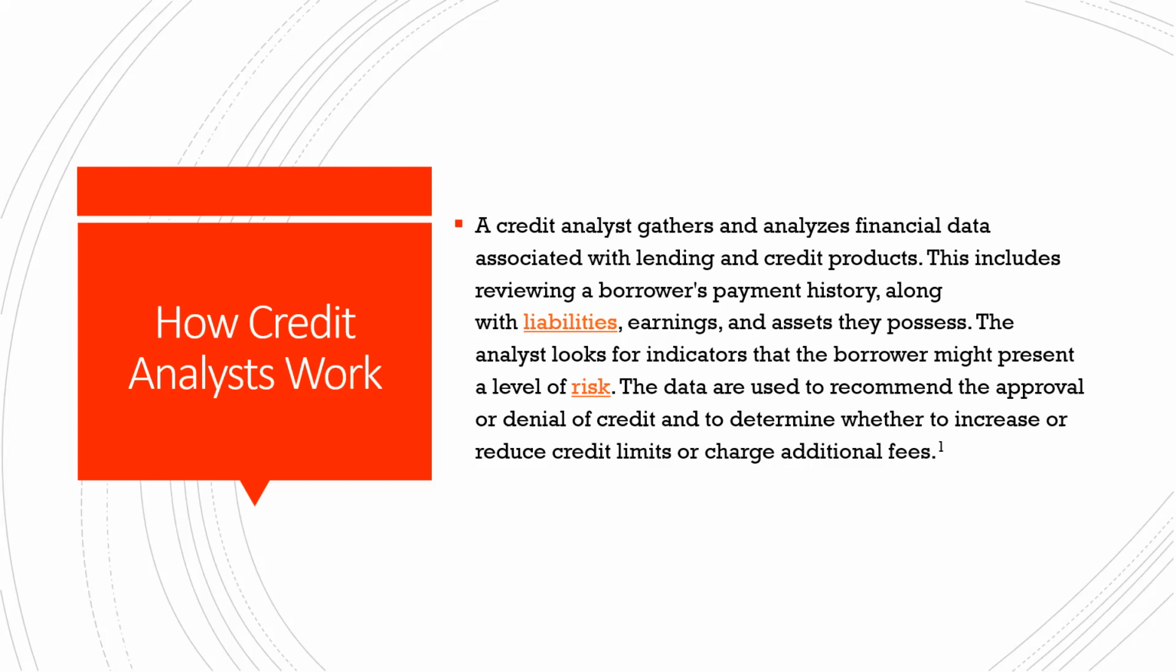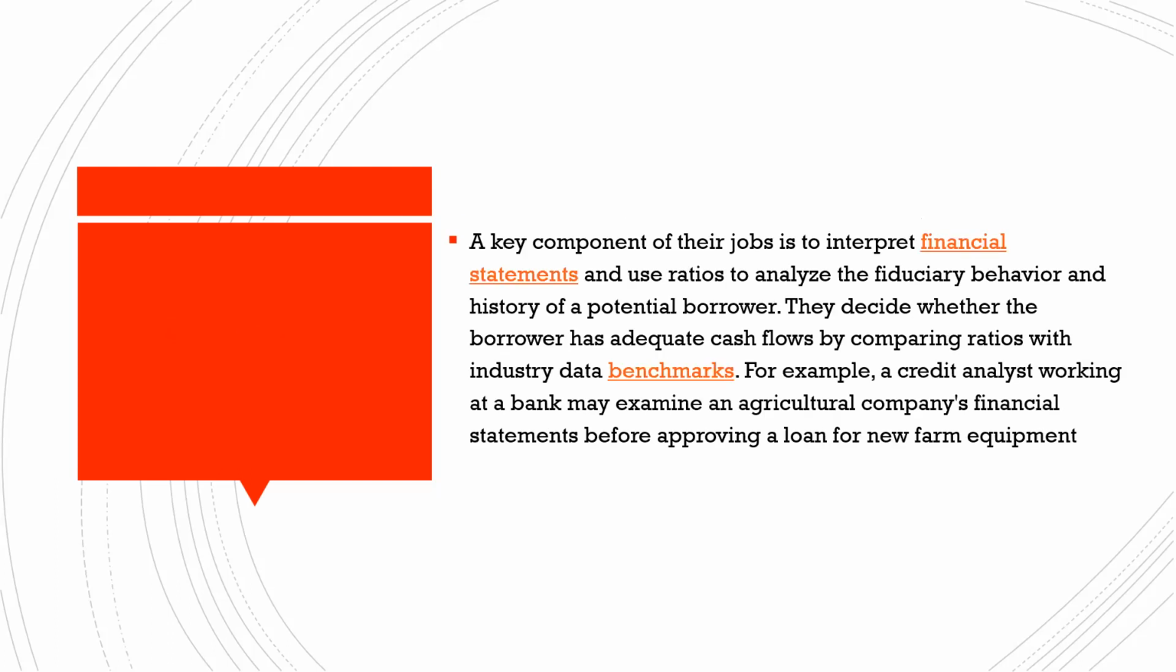So here is how credit analysts work: they give scores, they check the liabilities, earnings, and assets which the borrower has, and they check the kind of risk associated with that. A key component of their job is to interpret the financial statements, to check the financial statement ratios, and to analyze the behavior and the history of the potential borrower. They check whether the borrower has adequate cash flows by comparing the ratios with the industry data benchmark.